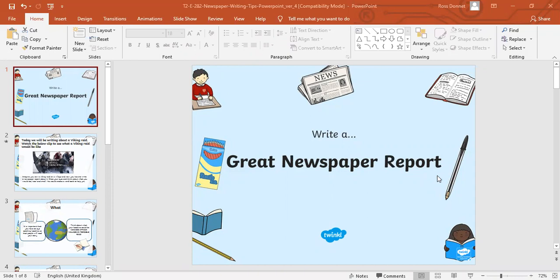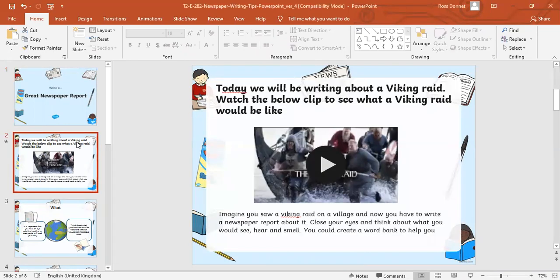I want you to think about your success criteria, which I've put in the virtual classroom, all the time whilst you're writing your report. Make sure that you keep going back to it and looking at it, just to make sure that you've got everything in it that we should do. So today we are going to be writing about a Viking raid.